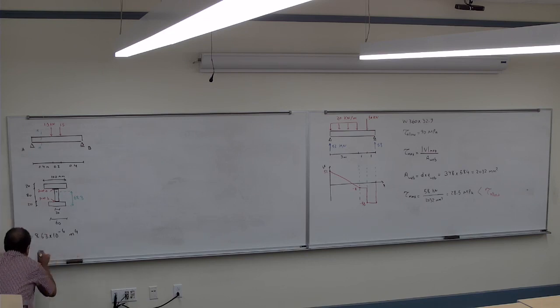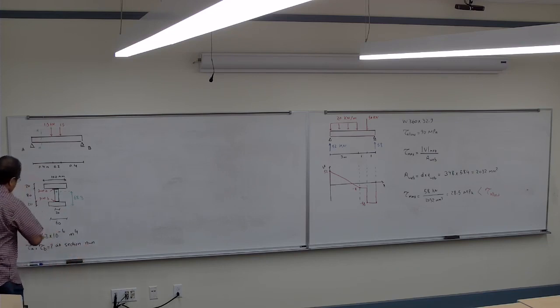Then we want to know tau at A and tau at B at section NN. So it's what we want to know. How much is the shear stress at A and B at cross section NN at that point? If I cut the beam at NN, what's the shear stress at A? What's the shear stress at B? You got what's the question?